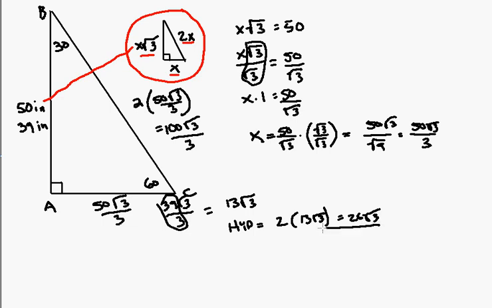Okay? So, depending upon whatever this long leg is, all you got to do is multiply that through by the square root of 3 over 3, and we found our short leg. Double that, and we get the hypotenuse of the 30, 60, 90.